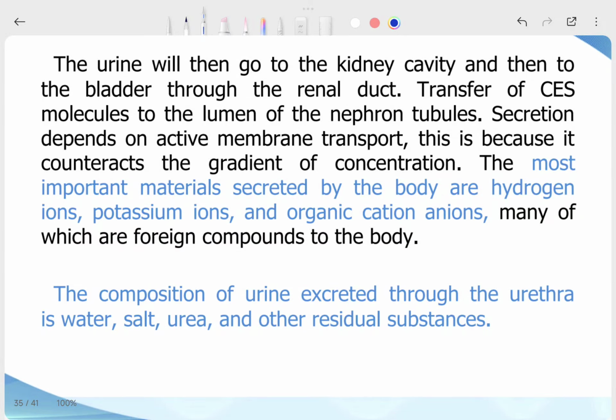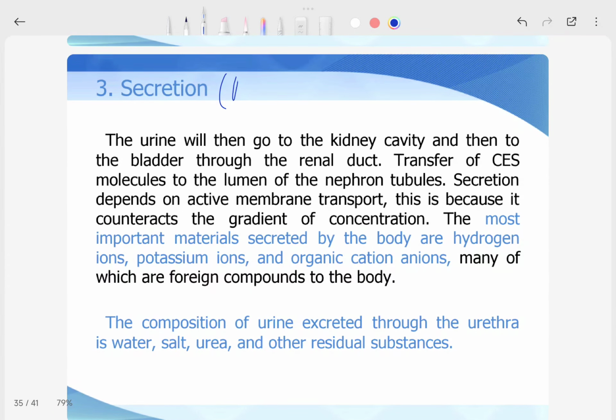Okay, let's go to the next one, which is secretion. Secretion has another name, which is augmentation. It's the same, because some books say augmentation rather than the word secretion. Secretion is the transfer of molecules into the lumen of the nephron tubules, and it depends on active membrane transport. It happens in the DCT, the distal convoluted tubule.